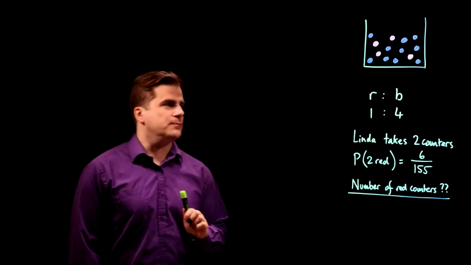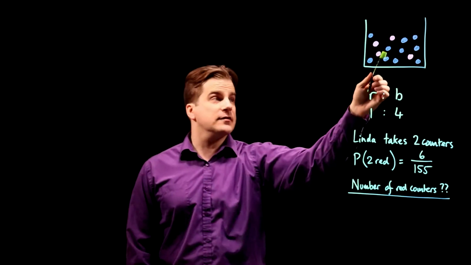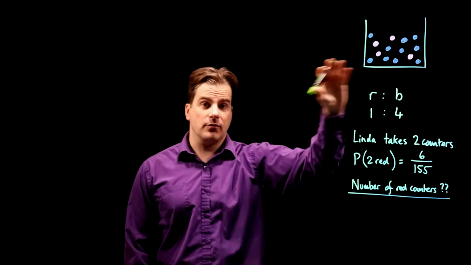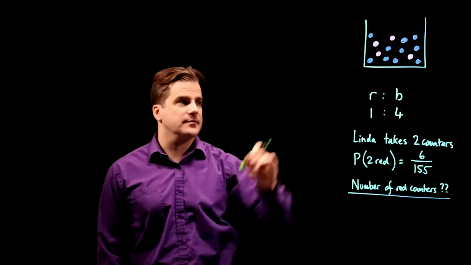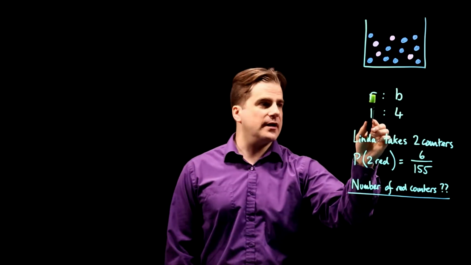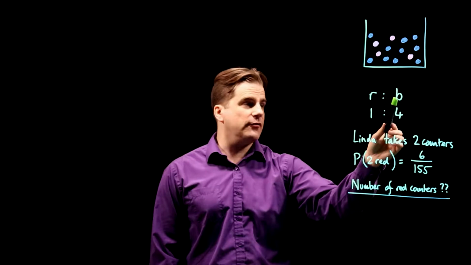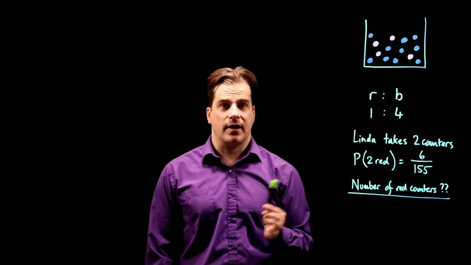Okay, here's the problem. We have a box and there are some red counters in it and there are some blue counters in it, but we don't know how many of each yet. What we have been told is that the ratio of red counters to blue counters is 1 to 4. So there are 4 times as many blue counters as red.